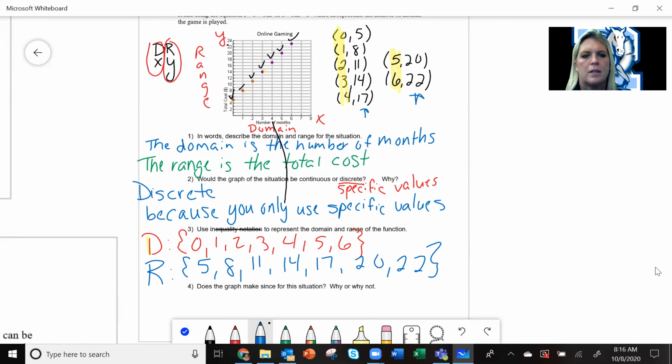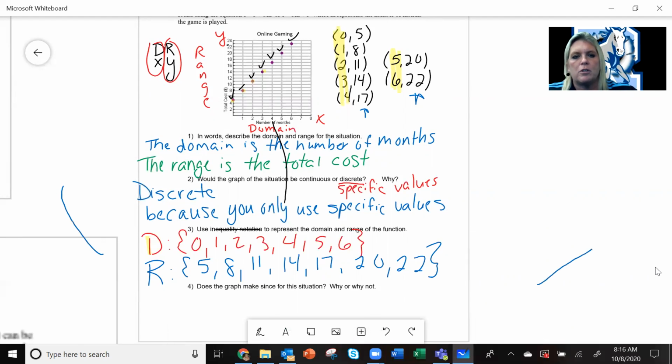Now, it says, does this graph make sense for the situation? Why or why not? When you're talking about the online gaming, is it supposed to be just specific points, or will I ever pay $6.222 for my online gaming service? No, I won't ever pay like 0.333, 0.444. I'm either going to pay $5, $8, $11. So each month I pay only a specific amount.